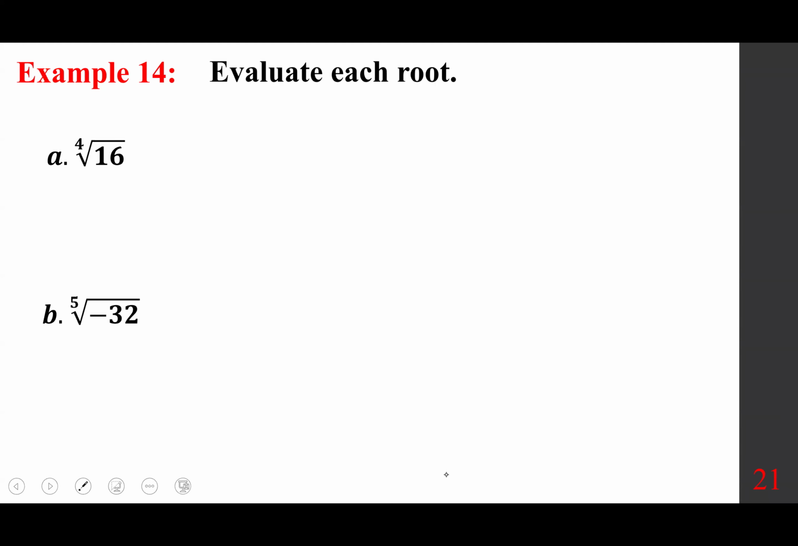The fourth root of 16 is just 2, or you can write it as 16 to the power of 1/4. 16 is 2 to the power of 4. 4 times 1/4 becomes 1, and the answer is 2. However you want to look at that, the fourth root of 16 is number 2.